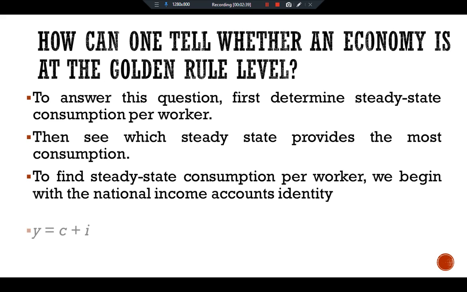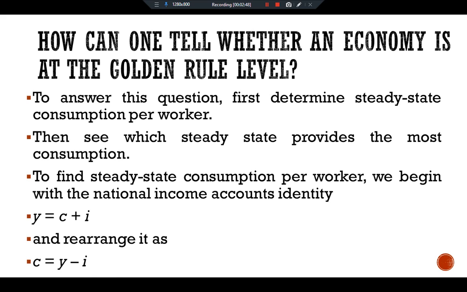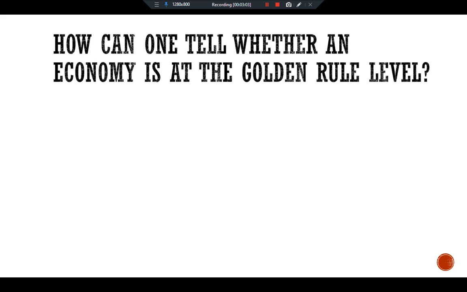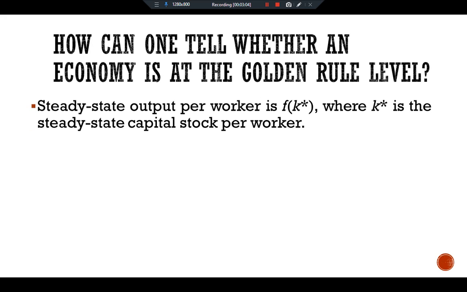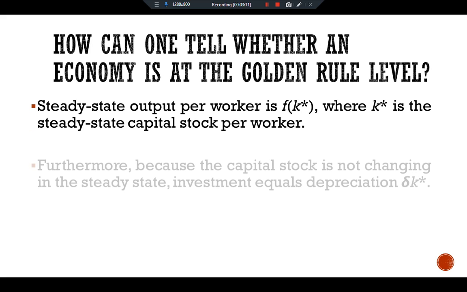To find the steady state consumption per worker, we begin with the national income accounts identity. Per worker, we have y = c + i, and rearranged, we have c = y - i. Consumption is output minus investment. Because we want to find steady state consumption, we substitute steady state values for output and investment. So steady state output per worker is f(k*), where k* is the steady state capital stock per worker.